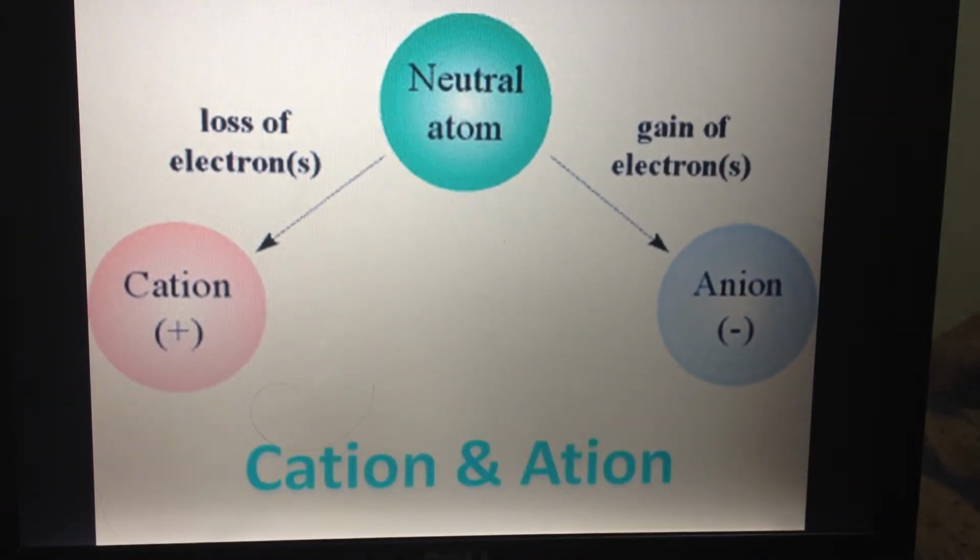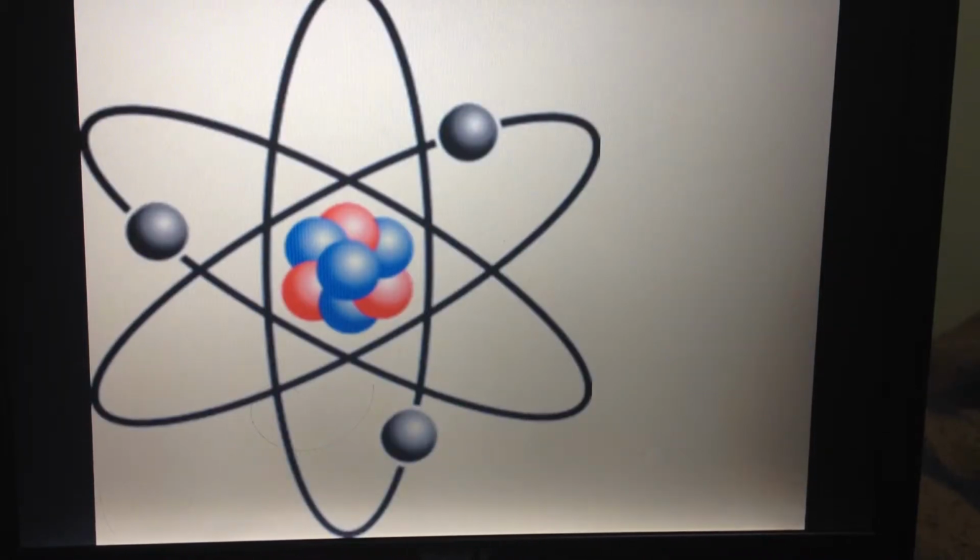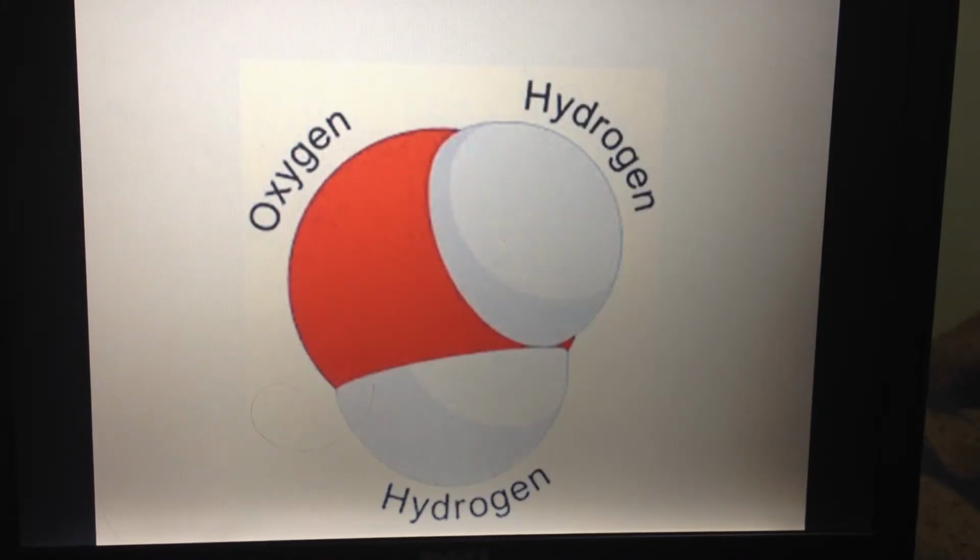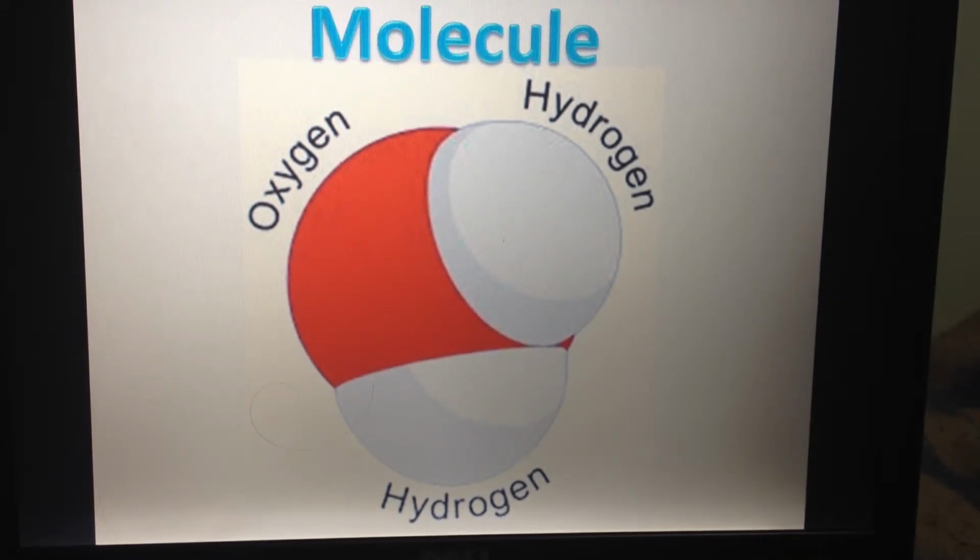A cation is an ionic species with a positive charge. An anion is an ionic species having a negative charge. An atom is the defining structure of an element which cannot be broken by any chemical means. And a molecule refers to two or more atoms which have chemically combined to form a single species.